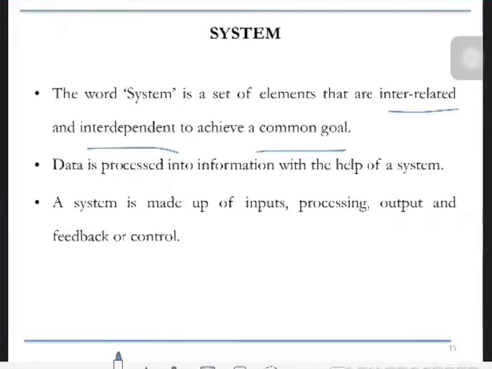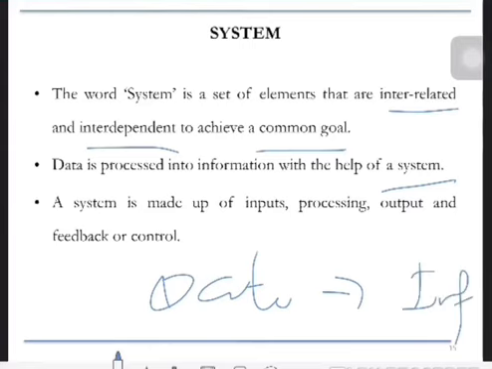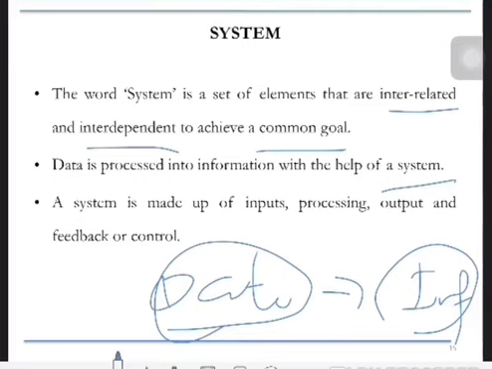So data is processed into information with the help of a system. So data we have first, then we have information. So in order to convert such data into information, we need a system. Such a system we call an information system.